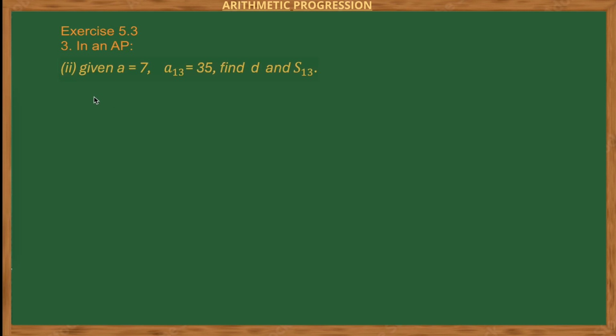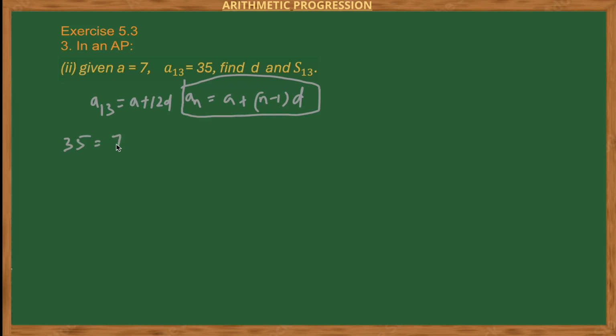Given the hint here, A13 is there, so D is unknown. So we know the formula, the general form of arithmetic progression: An is equal to A plus n minus 1 into D. So A13 will be A plus n minus 1, which is 12D. Here A13 is given as 35. What is A? A is 7 plus 12D. D is the one which we need to find.